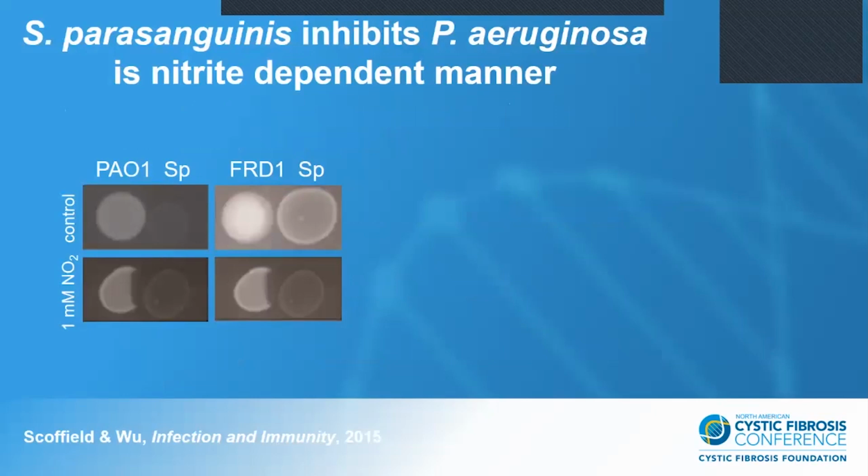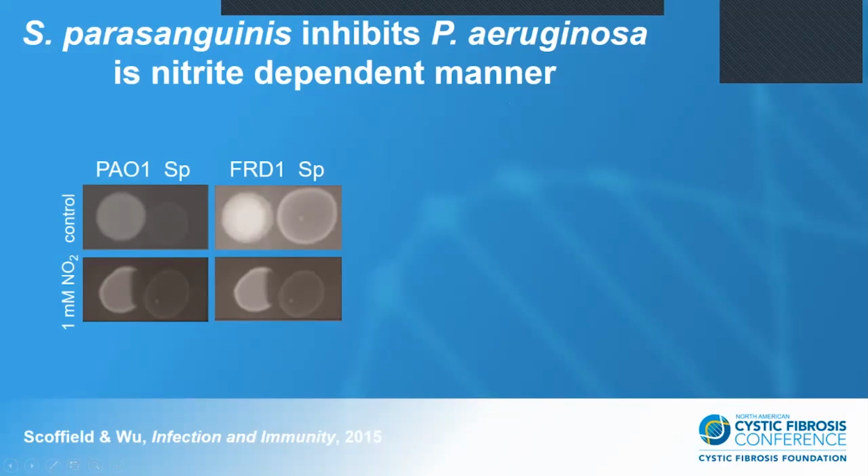The first thing we did to see how these two species interact with each other is to do a plate inhibition assay. To do this assay, we spot the bacteria side by side and we look for any inhibition by one species towards the other. On the left, we have the Pseudomonas, and this is the PAO1 strain. This is the FRD1 strain, which is the chronic CF isolate. And on the right, we have the commensal Strep parasanguinis.